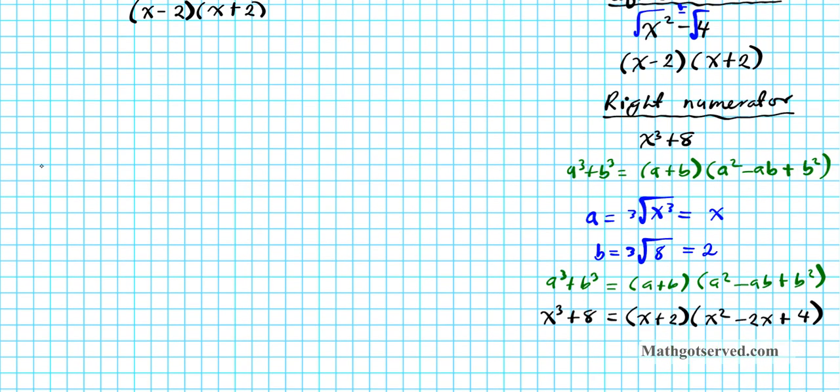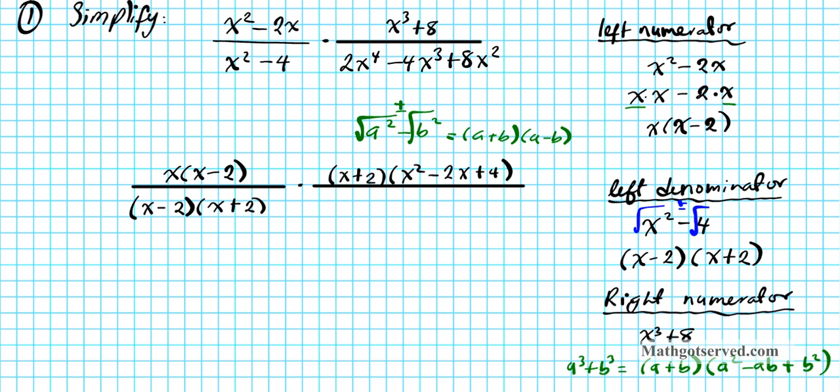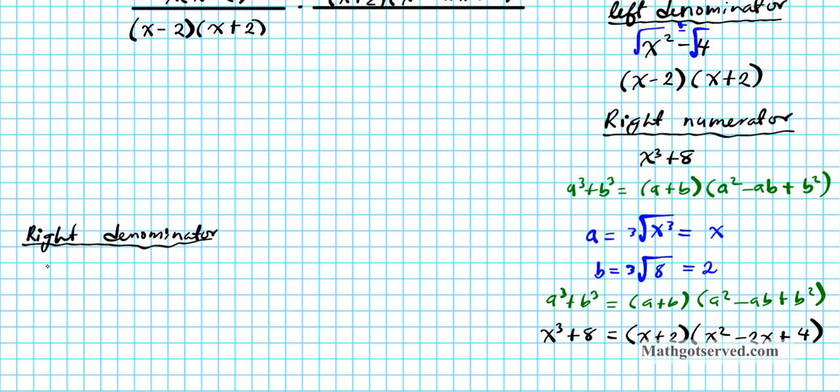Okay, we can do that right here. I think we have enough space. Right denominator. All right, so the right denominator, we have the expression, let's see what it is again. Okay, I got it. So it's 2x to the 4th minus 4x to the 3rd plus 8x squared.